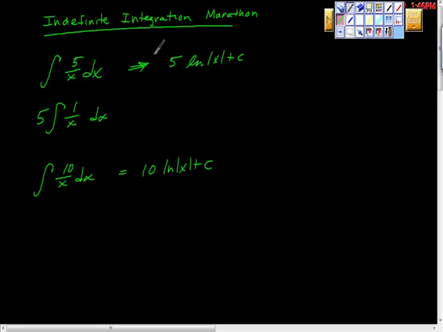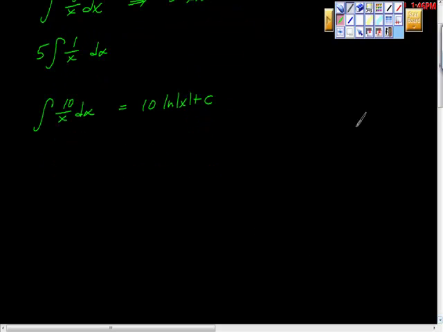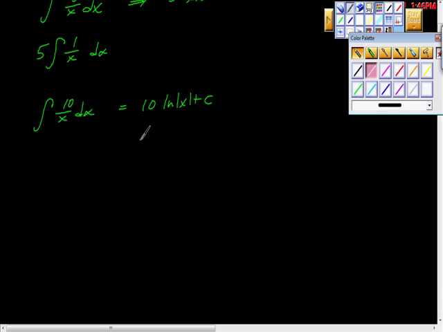Alright, so how many indefinite integration problems can we do in 7 minutes? So we're seeing this pattern. So what about this one? See if you can see this pattern with this problem. See if you can find the integral of 1 over x minus 1 dx.